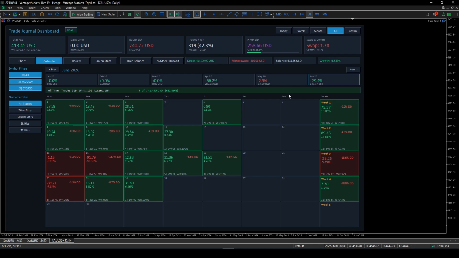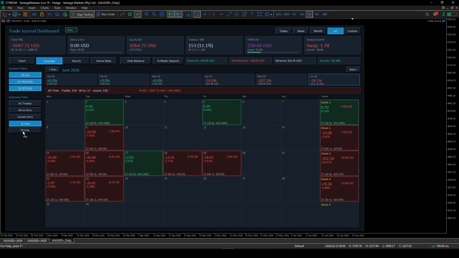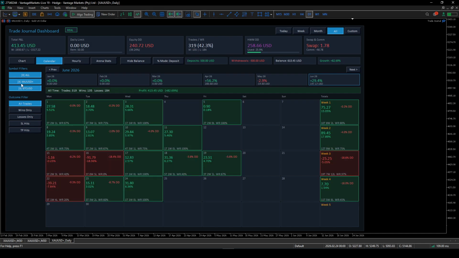That's everything you need. And on the left hand side you can see wins only, losses only, SL hits, TP hits. You guys can take a look. And I didn't add the news things on this dashboard because I feel that it doesn't look good, because you guys do have Forex Factory and other tools to show the news filter.